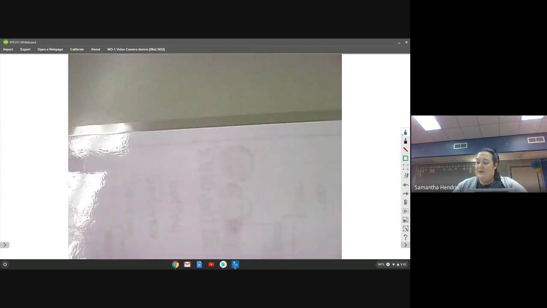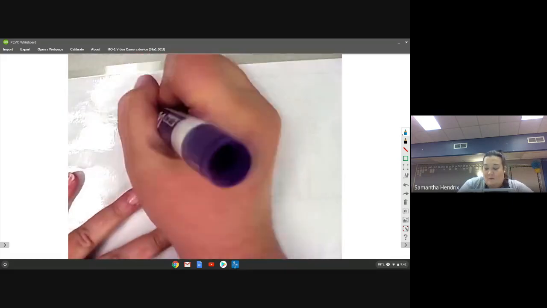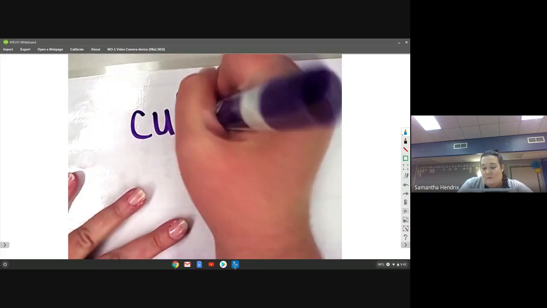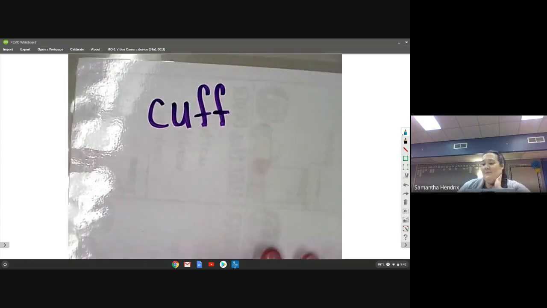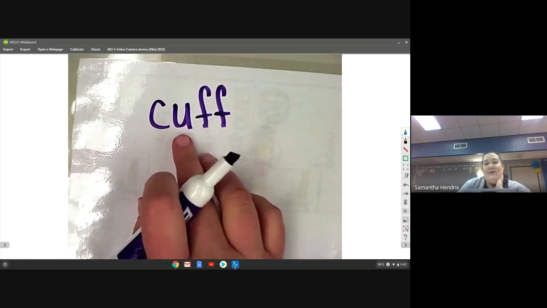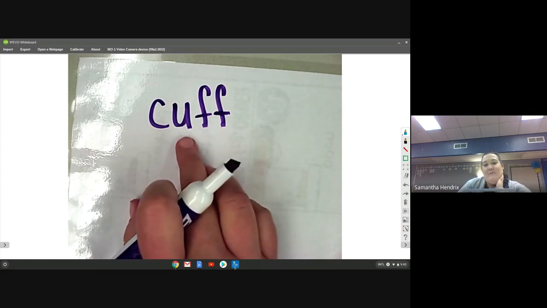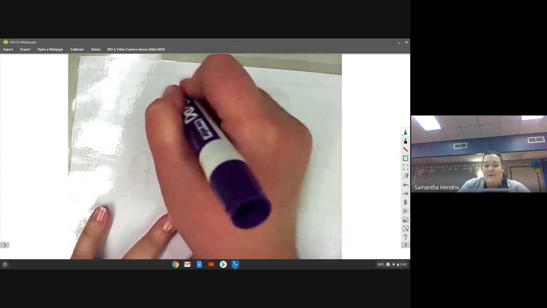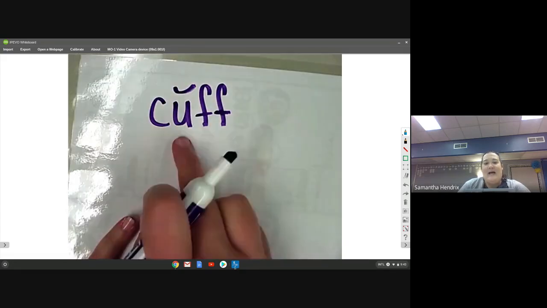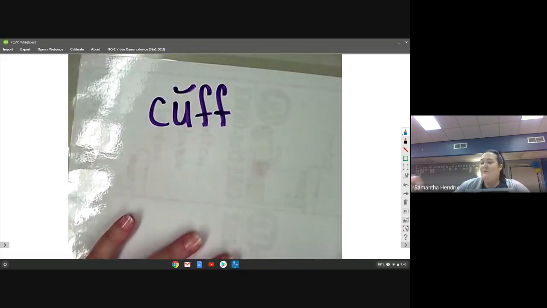Okay. Let's look at this word. Okay. Which letter is the vowel? Right, it's the U. So how should we code this U? Because it's a vowel followed by a consonant. What are we going to put above the U? Good, we're going to put a breve. So we know we say uh.